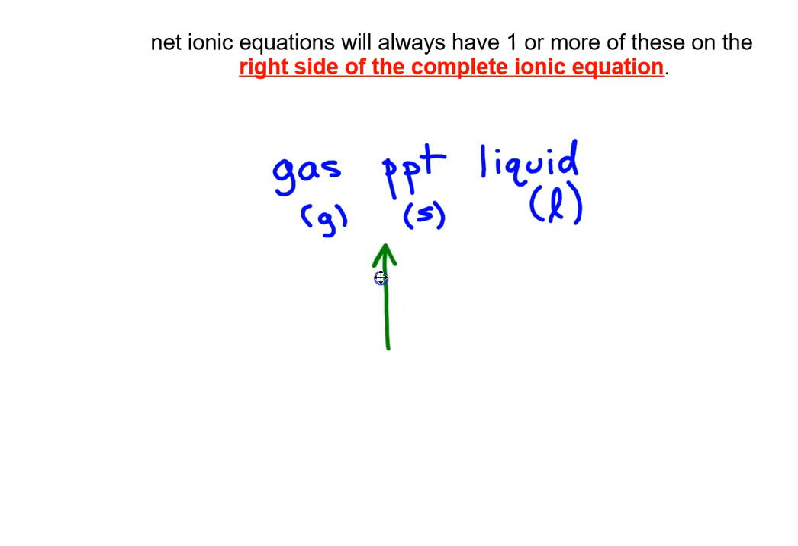If you have, for instance, gas and solid, or gas and liquid, both are going to go into the right side of the net ionic equation. So that's really good information, and you're going to see how it works.